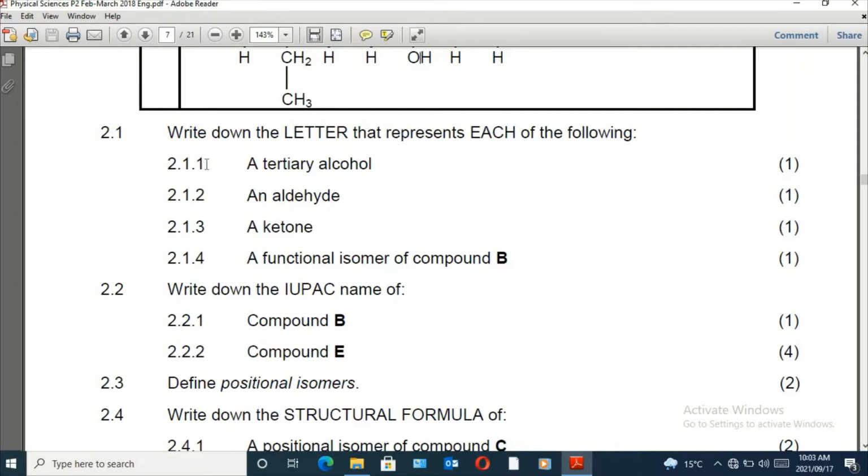Question 2.1.1 is requiring us to write down the letter that represents a tertiary alcohol. Question 2.1.2, a letter that represents an aldehyde. Question 2.1.3, a letter that represents a ketone. And question 2.1.4, a letter that represents a functional isomer of compound B. So let us just try to answer question 2.1.